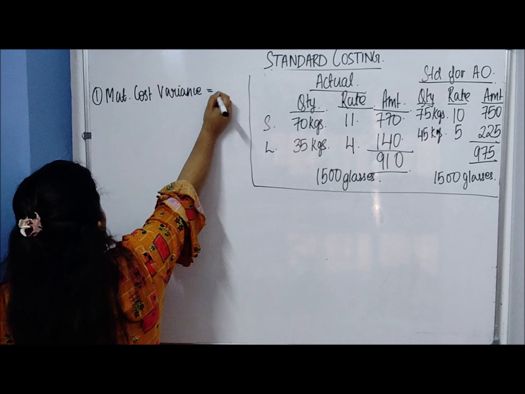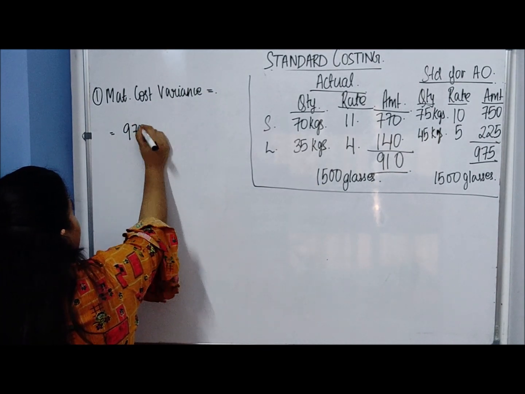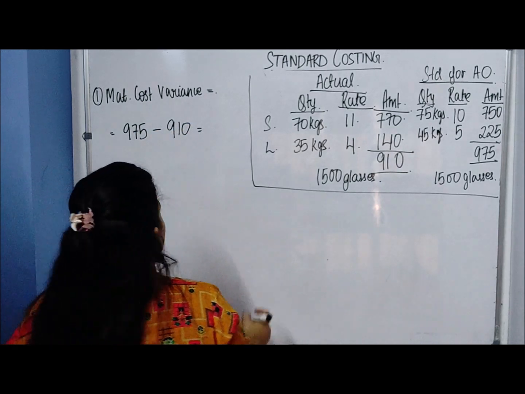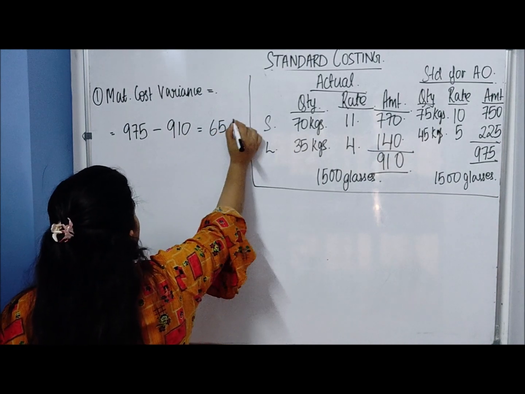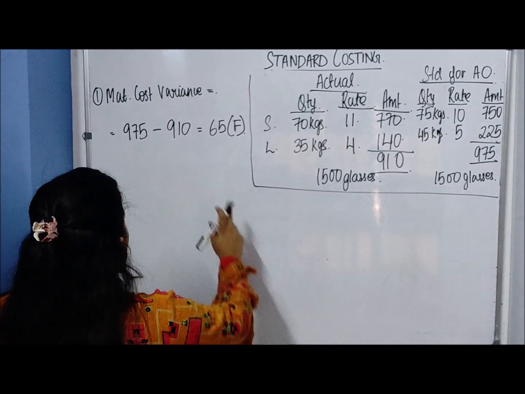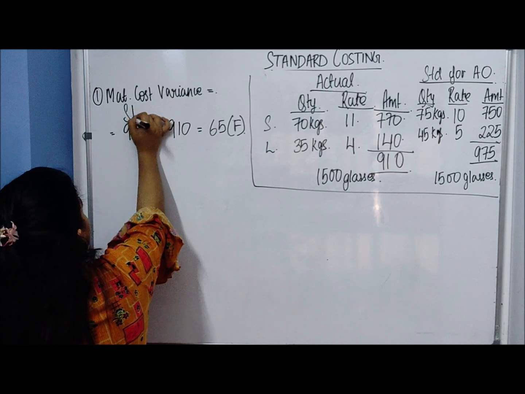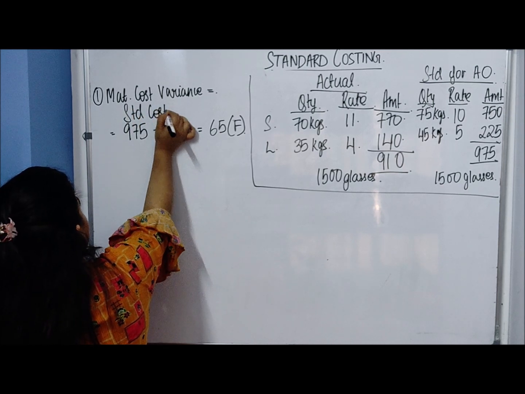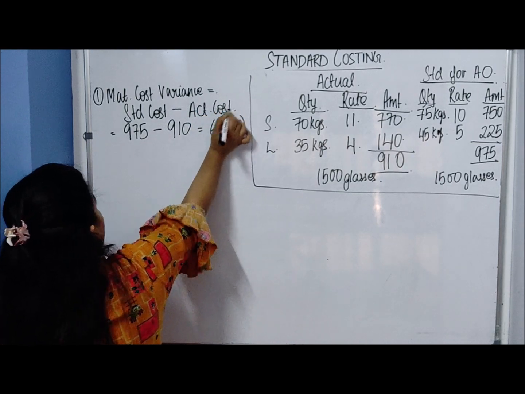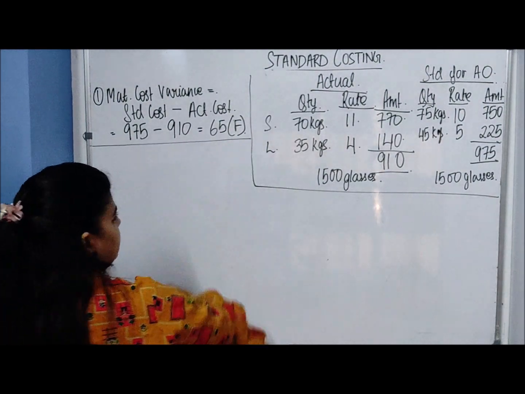variance. Now, I should have spent 975, but I have spent 910. Good for me or bad for me? Good for me. Good by how much? Rupees 65. I will write here favorable. Why? Because it is favorable for me. What is the formula? Can you derive the formula? Formula is standard cost minus the actual cost. This would give me the material cost variance. This is my first variance.